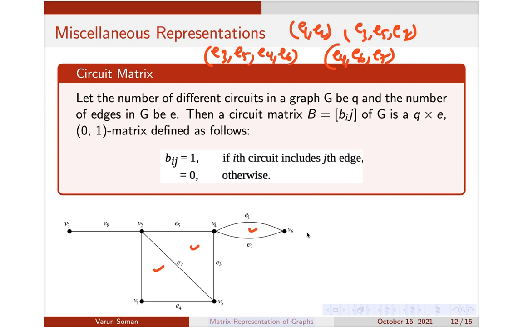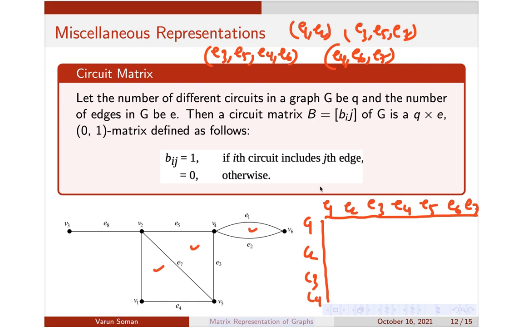So write down C1 or Z1, C2, Z3, Z4, circuit 1, circuit 2, etc., and E1, E2, E3, E4, E5, E6, E7. Now look, C1 contains which edges? E1 and E2. So I'll put 1, 1 there, and the rest everything will be 0. C2 contains E3, E5 and E7. So E1 and E2 are 0, E3 1, E5 1, E7 1.